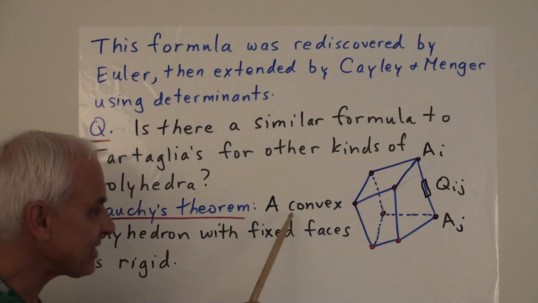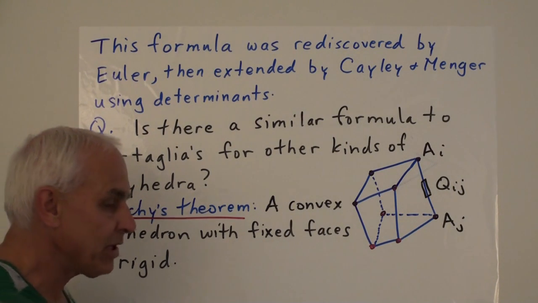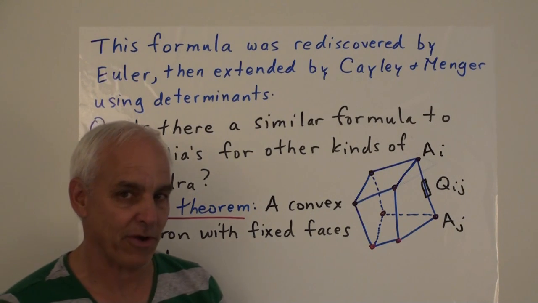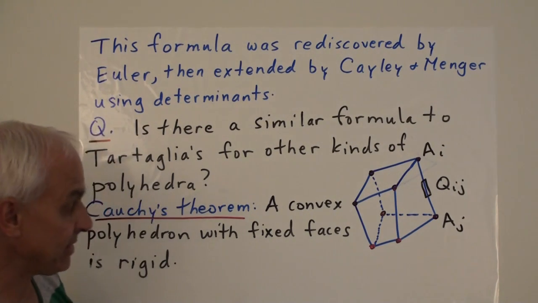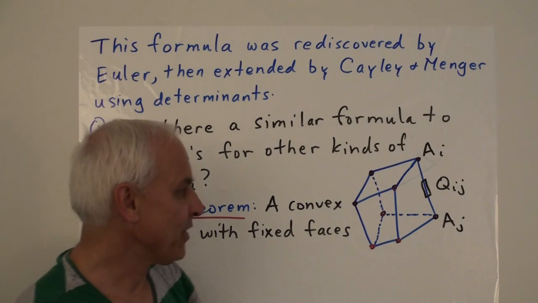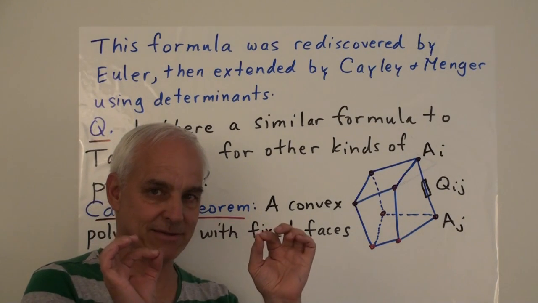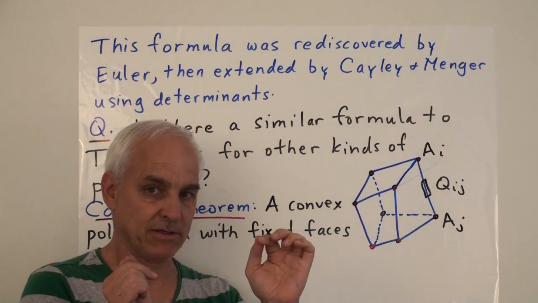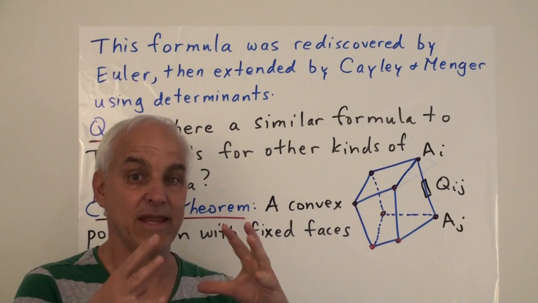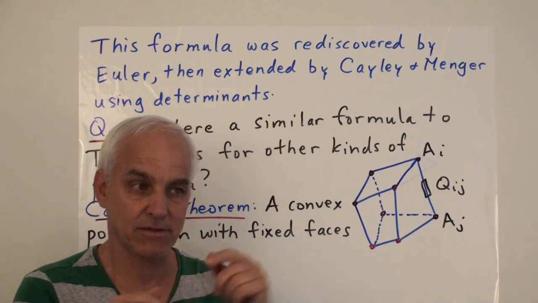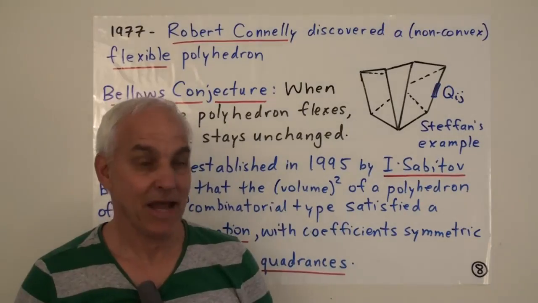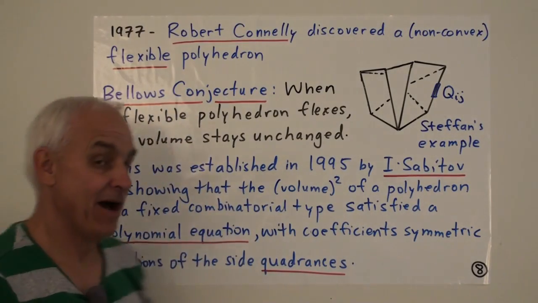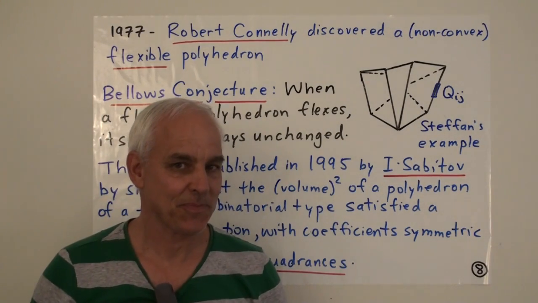So that was Cauchy's theorem, but there was this caveat that it was only working for convex polyhedra. And I remind you that means informally that if you have any two points, say on the polyhedron, then the line segment joining them is entirely within the polyhedron, doesn't move outside. So then in 1977, an interesting twist occurred.